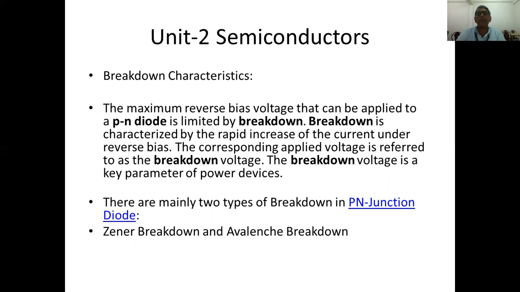Because sometimes, when you apply excess voltage to the semiconductor devices, there is what is called breakdown. So we have two types of breakdown in PN junction, that is what you are going to study about. One is called Zener breakdown and another is called avalanche breakdown. This is also what you are going to study in this one.